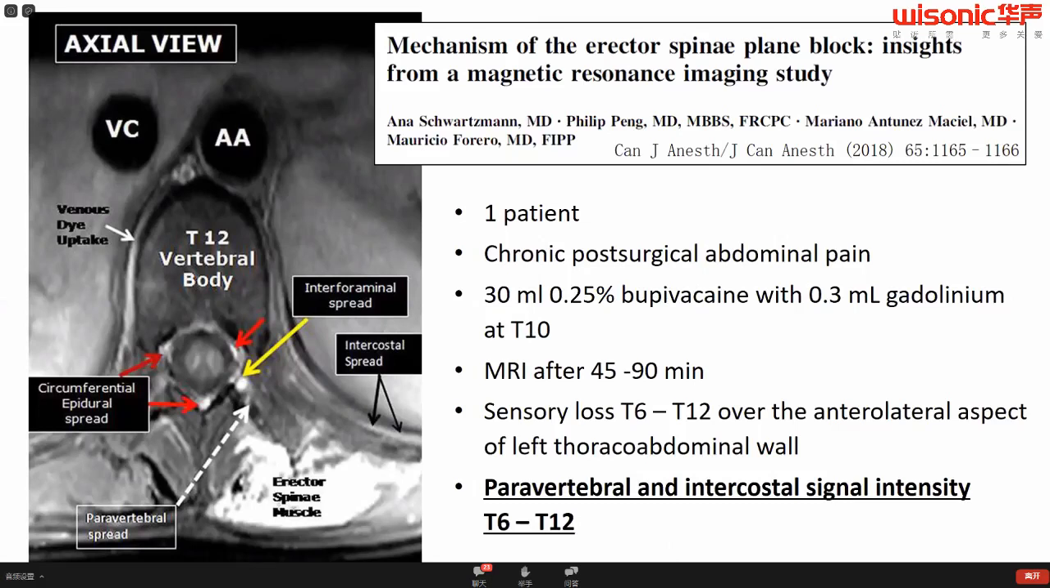And in the MRI, the authors found contrast dye in the paravertebral space, in the intercostal space, and circumferential around the epidural. So there was a clear paravertebral and intercostal signal intensity showing that contrast dye or local anesthetic was in the space.